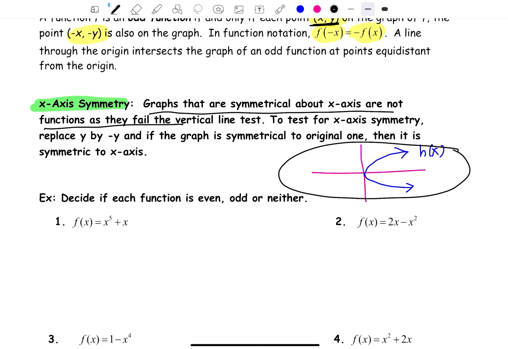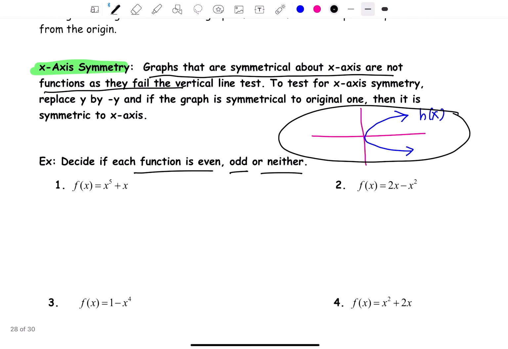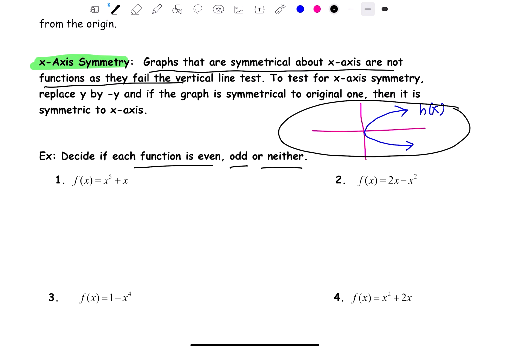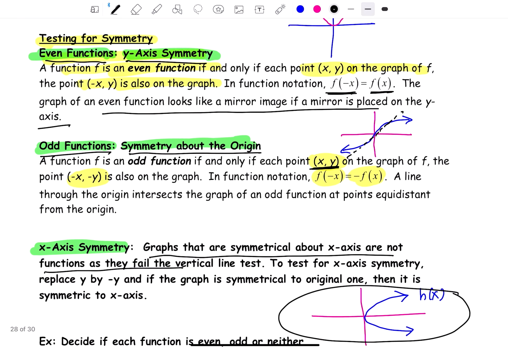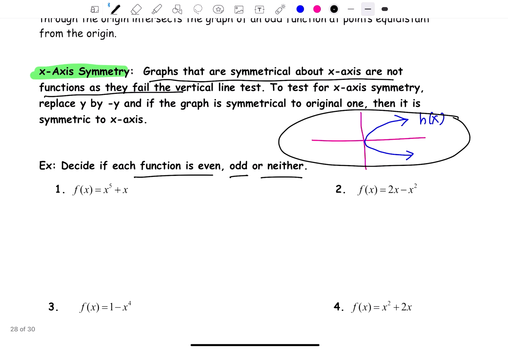Okay, so here are some examples, and we are asking if the function is even, odd, or neither. To check whether the function is even, odd, or neither, we can replace x by negative x. If we get the same as the original function, then that would be an even function. Second thing we can try: we replace x by negative x and compare with negative y. If we get the opposite of the original function, that would be an odd function. And if neither of these two things happens, that would be neither. A graph doesn't have to be symmetric to the x or y axis or the origin. A graph can be symmetric to none of these as well.